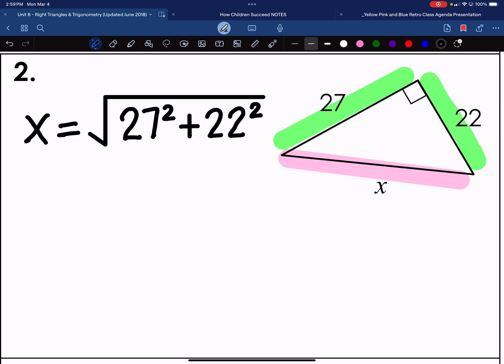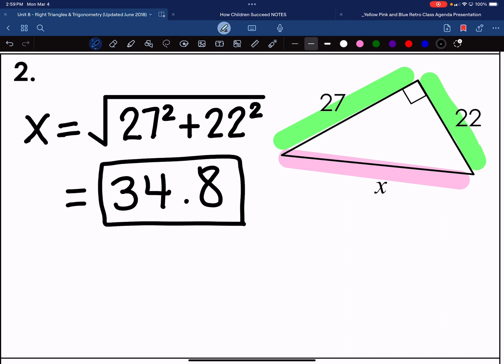Okay, so we're going to type it in, round it to the nearest tenth, and we get what? 30 what? Okay, 34.8. Any questions so far?